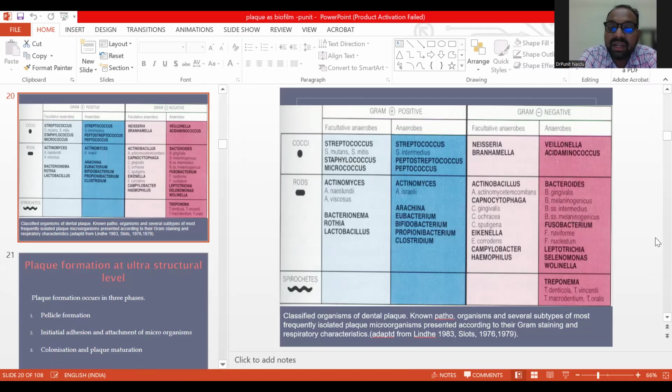These are gram-positive facultative anaerobes, cocci and rods. These include Streptococcus species, and rods Actinomyces species, and anaerobes Streptococcus species and Actinomyces, Actinomyces naeslundii, Peptostreptococcus, and Actinomyces israelii. Gram-negative facultative anaerobic cocci are Neisseria, and gram-negative anaerobic rods are Actinobacillus actinomycetemcomitans, Capnocytophaga species, and Eikenella species. And gram-negative anaerobic cocci are Veillonella species, and rods are Bacteroides species.